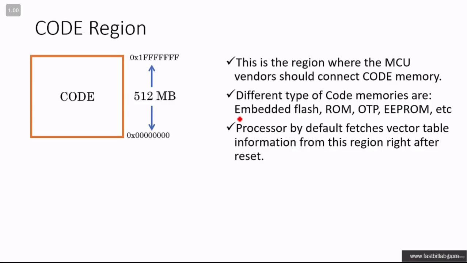If you need more memory, then you can always go for external memory, like an external NAND flash or an external NOR flash. This is the memory region where the MCU vendors should connect the code memory. Different types of code memories are available, like embedded flash, ROM, OTP, EPROM, etc. The processor by default fetches vector table information from this region right after reset. That's the default behavior of the processors, but in the microcontroller, you can change that by using the boot pins of the microcontroller.